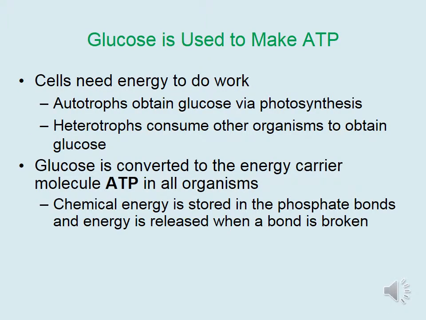Cells need energy to do all of their work to keep you alive. Remember that autotrophs obtain glucose via photosynthesis, while heterotrophs consume other organisms to obtain that glucose. Glucose is then converted to the energy carrier molecule ATP in all organisms. Chemical energy is stored in the phosphate bonds of ATP, and energy is released when a bond is broken.